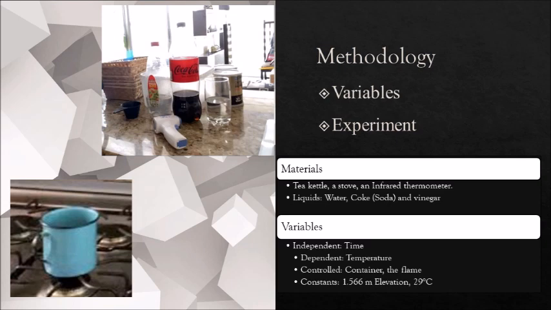Materials that are going to be used are also shown on screen. It's a tea kettle, a stove, and an infrared thermometer. The liquids that were used in this experiment are water, Coca-Cola, and vinegar.